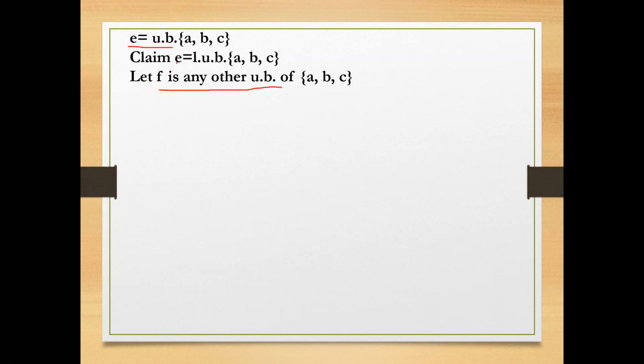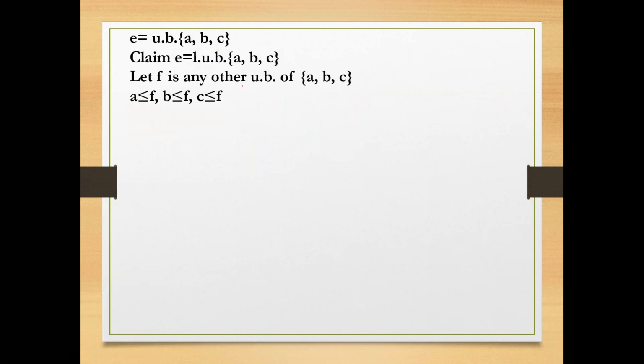So in order to prove E is the least upper bound, we have to prove that E is less than or equal to F, because look, E is an upper bound, F is also an upper bound, and if we prove E less than or equal to F, that means out of all the upper bounds, E will be the least upper bound. So now our target is to prove E less than or equal to F. Then we can say E is equal to the least upper bound of A, B, C, and we can justify our claim. So how to prove E less than or equal to F? For this, we have to do the following steps.